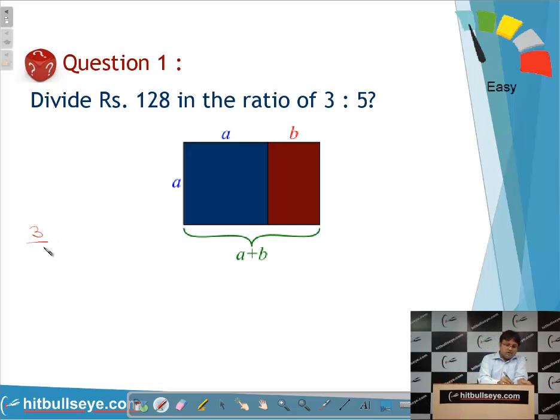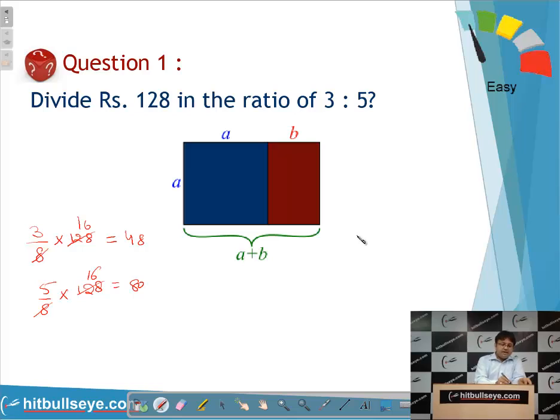We could say here the first part is 3 by 8 of the total, which is given to us as 128, and the second part is 5 by 8 of the total, again 128. Now we can cancel out 128 with 8 as 16 and get the first part as 48, and the second part as 80. This is the first method of classification.